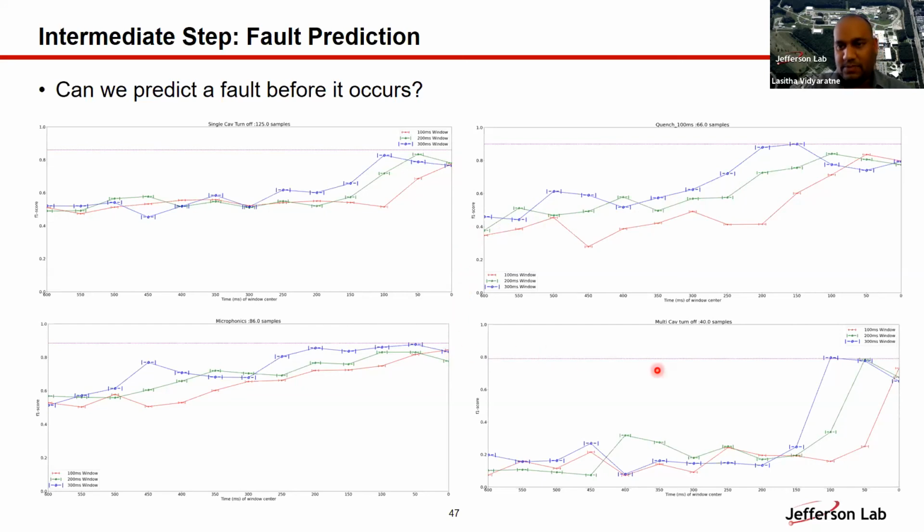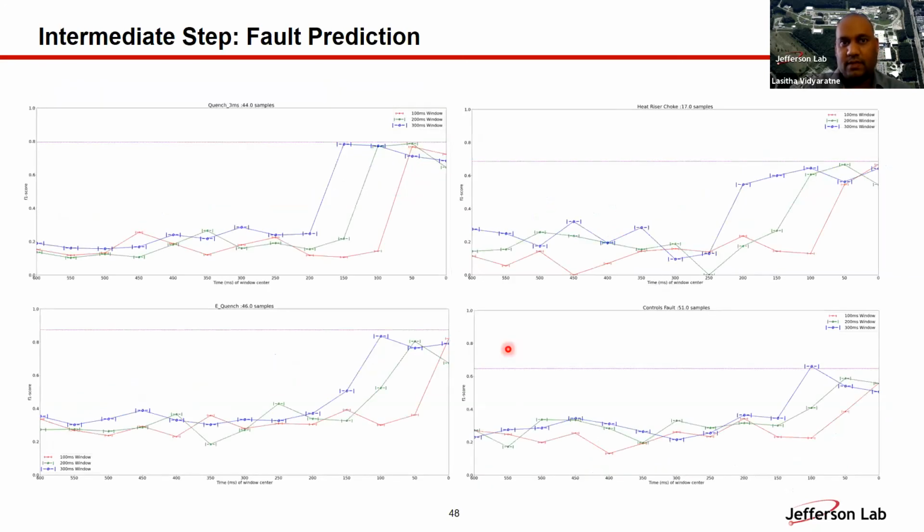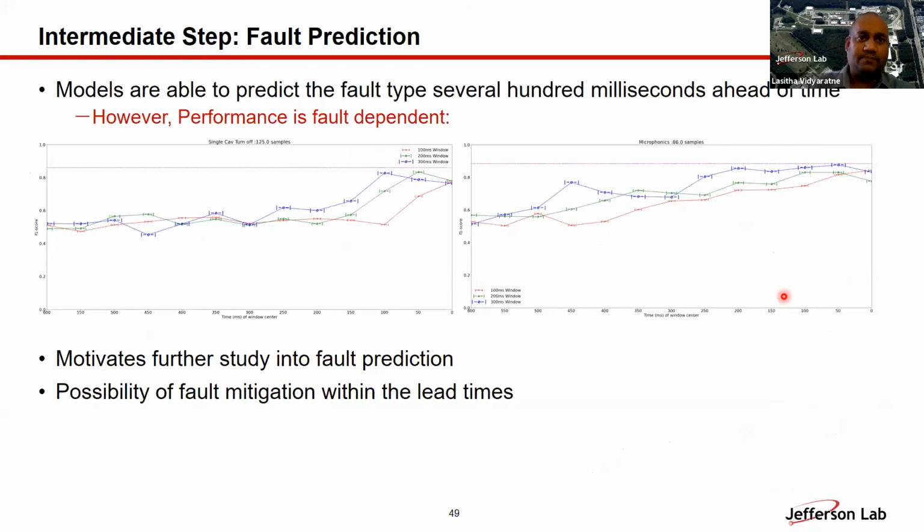Whereas in some other fault types, like multi-cavity turnoff, and here 3 millisecond quenches is probably too quick for the models to figure out. Heat riser choke and some other fault types are harder for the models to figure out. So with that feasibility study, we see that models are able to predict the fault type several hundred milliseconds ahead of time for some types of faults. So its performance is fault dependent.